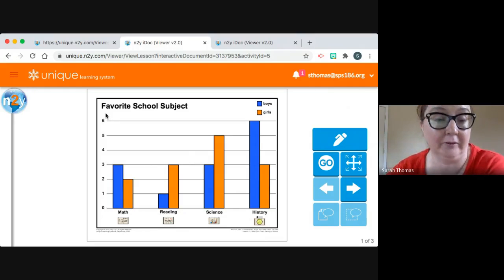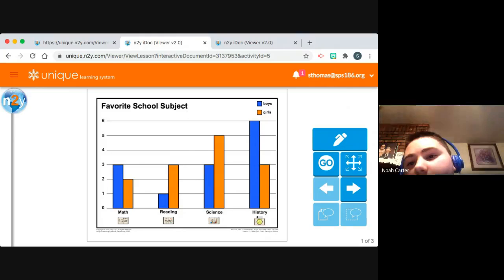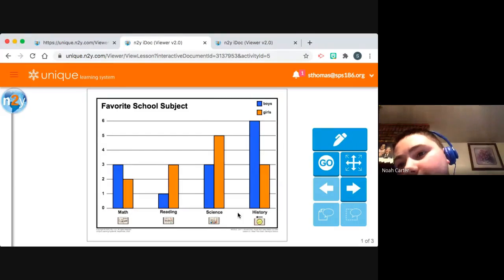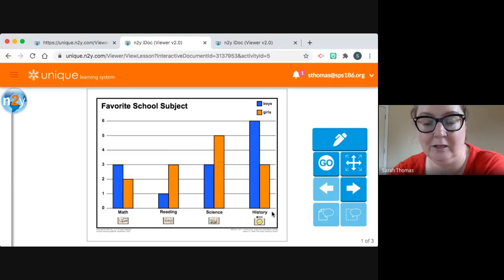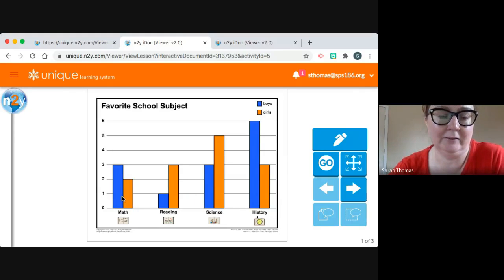So we're going to look down here. When they ask you what the chart is about, it's up here, right? It's favorite school subject. And so what does it say down here? What's this first subject? Math. Good. And what's the next one? Reading. Good. And then there's Science. Awesome. Okay, and this one is History. Good job, Noah.